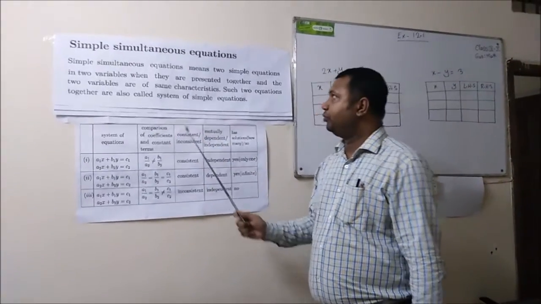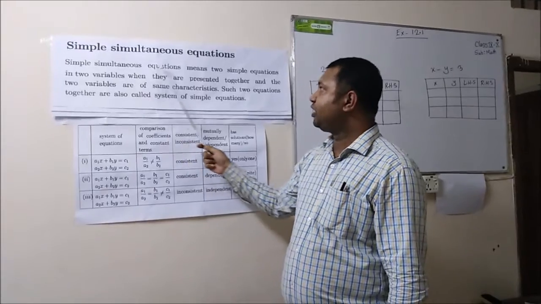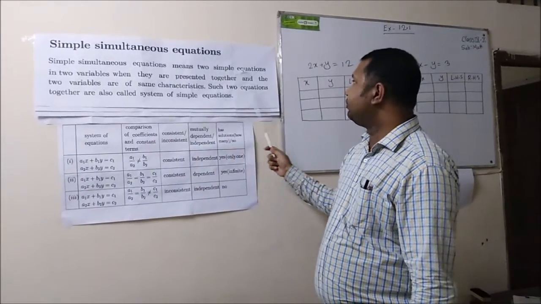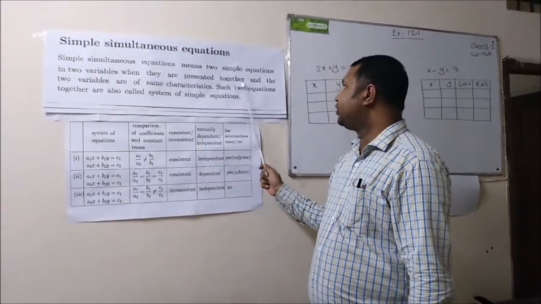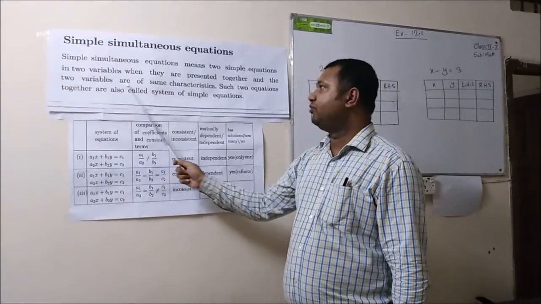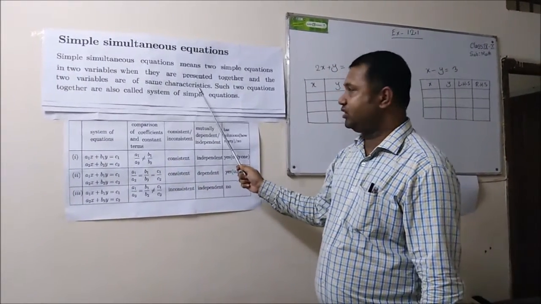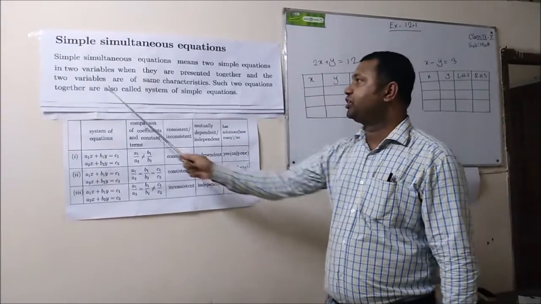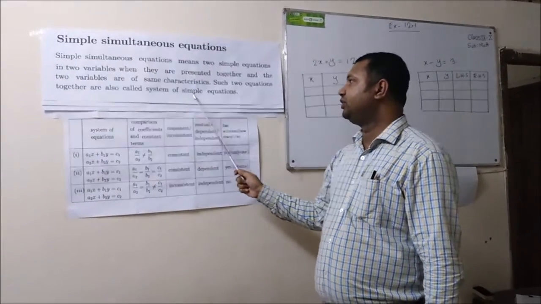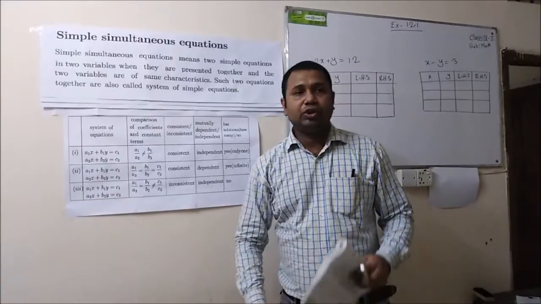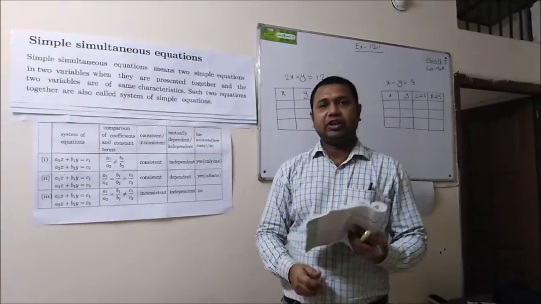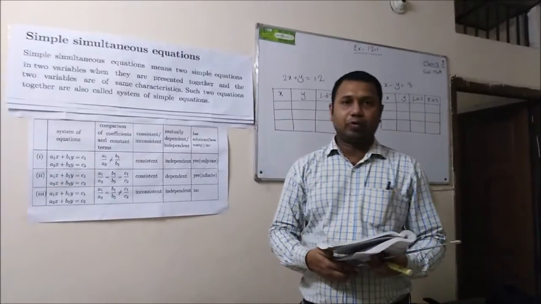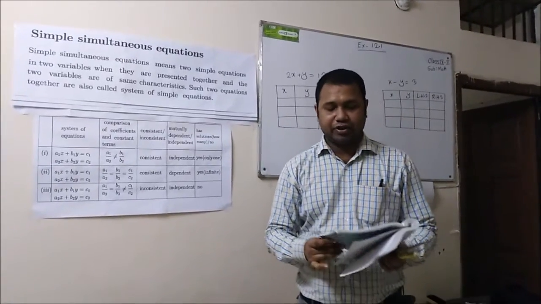So what is that? Simple simultaneous equation means two simple equations in two variables when they are presented together and the two variables have the same characteristics. Such two equations together are also called a system of simple equations. In class 8 we discussed this simple simultaneous equation, so we will discuss more about this equation here.